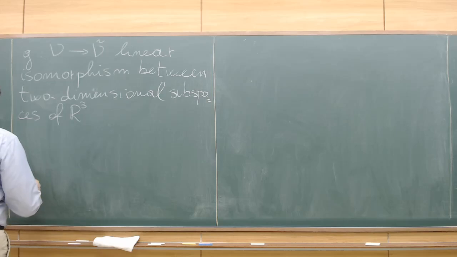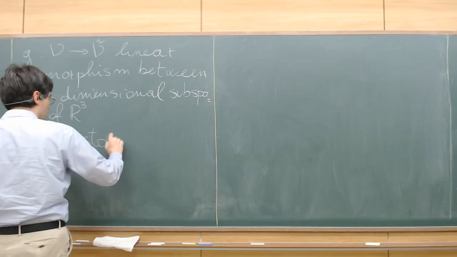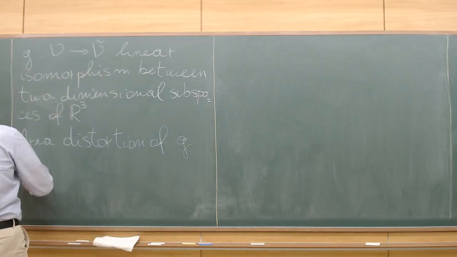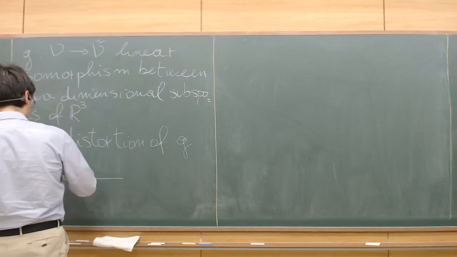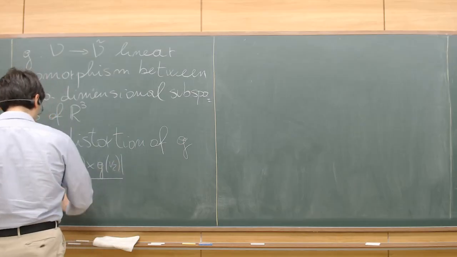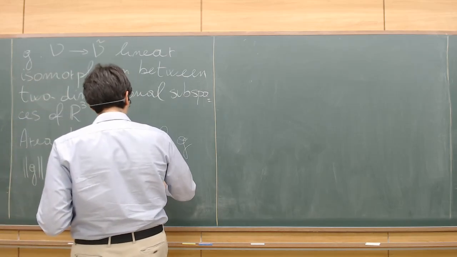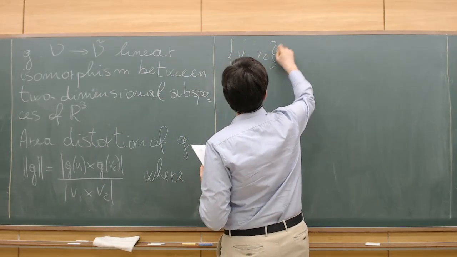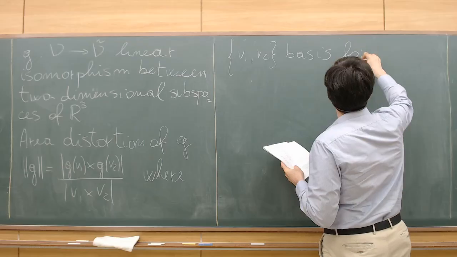Then we define the area distortion of G as the quotient between the length of the cross product of GV1 and GV2 and the cross product of V1 and V2, where V1, V2 is a basis for ν.